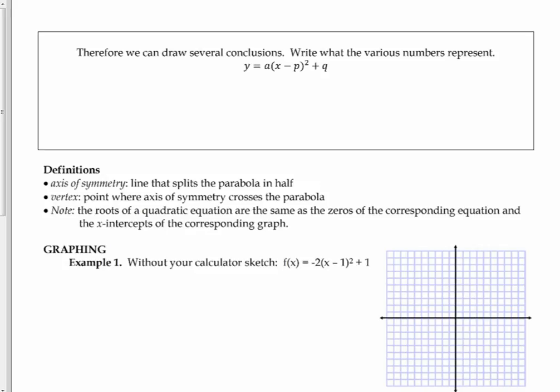Anyways, therefore we can draw several conclusions. All right, let's draw some conclusions. What does A tell us? What does A do to the graph? Okay, opens up or down? Opens up if it's positive, opens down if it's negative. What else does it do? Changes the shape. Right? Because it's a vertical stretch, so it changes the shape.